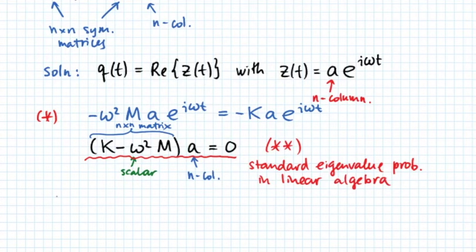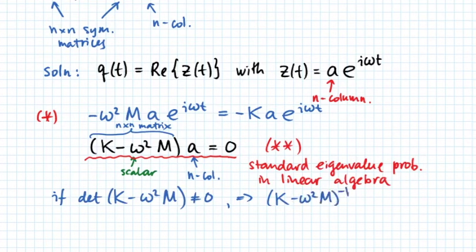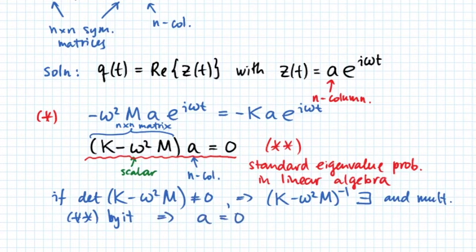Well, first we can notice that if the determinant of the matrix K minus omega squared M is not equal to 0, then it means that an inverse of this matrix exists. And if we multiply the equation by this inverse, we're gonna simply get that A is equal to 0. Of course, that means that there are no oscillations. Clearly, this is not the answer we want.